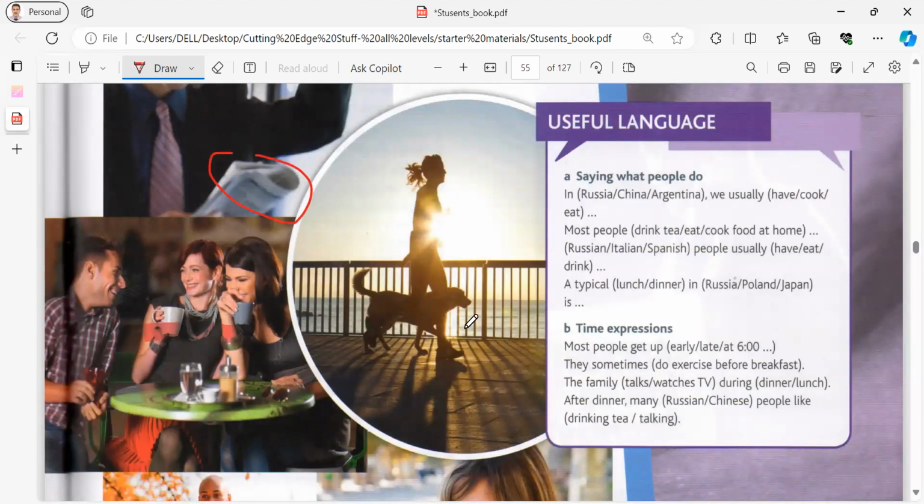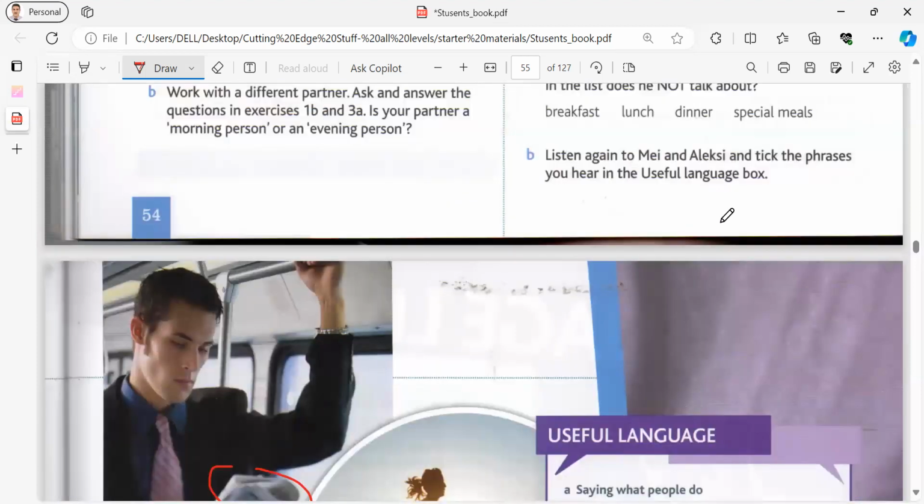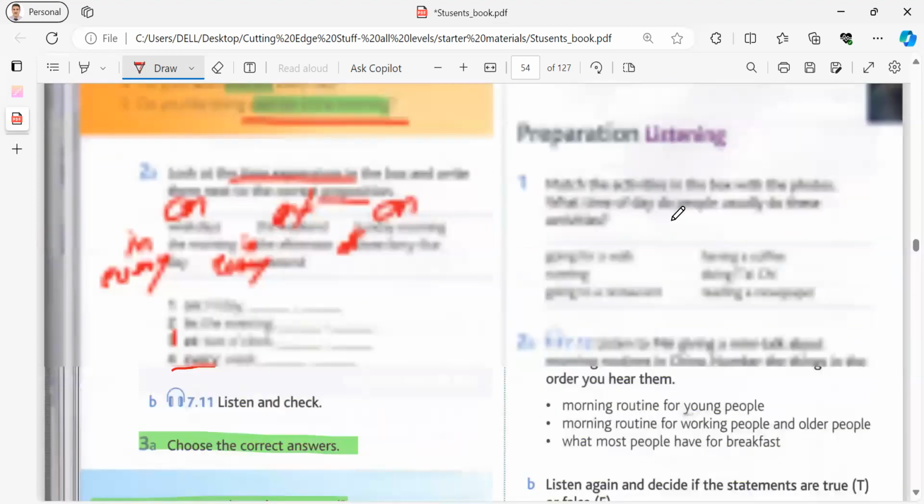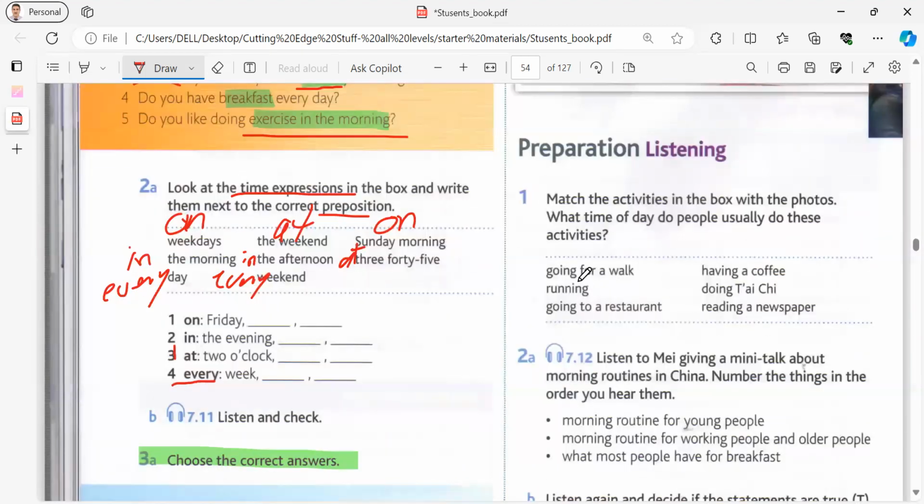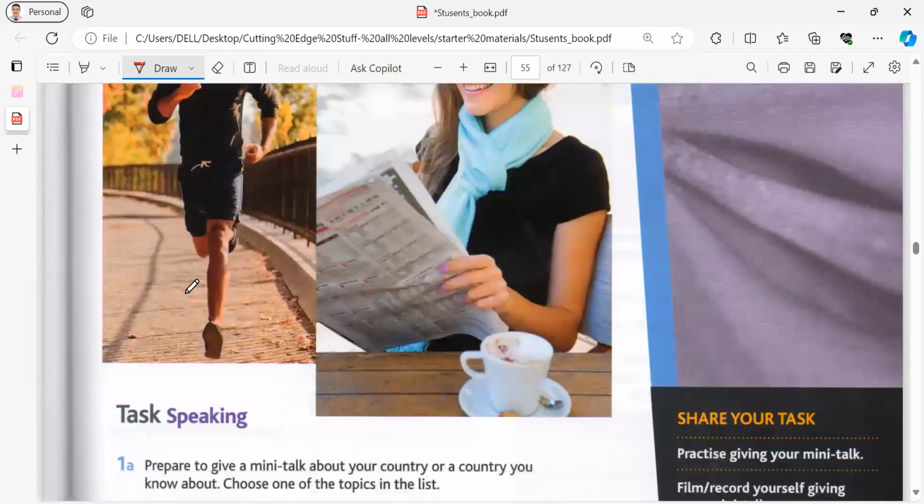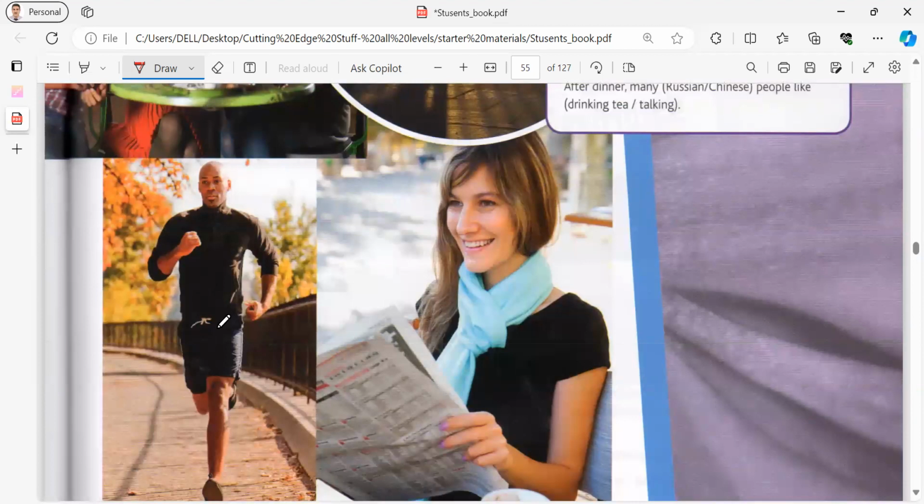What about picture 3? Going for a walk. Yes, going for a walk. What about 4? What's he doing? Running or exercising. He's doing the exercises.